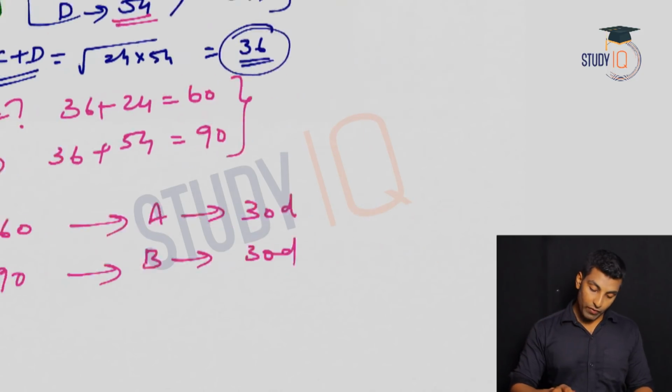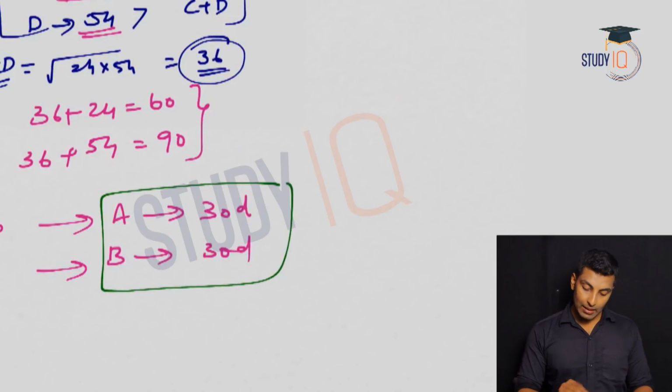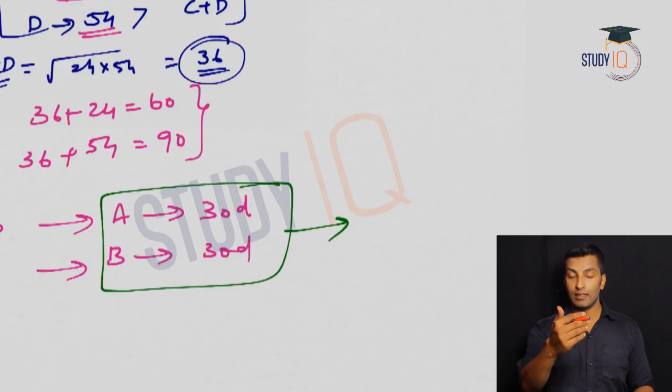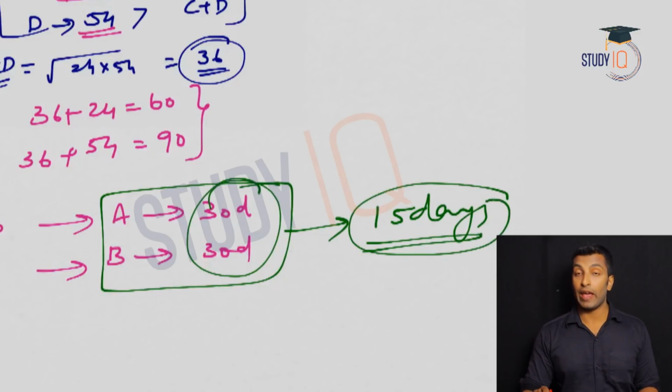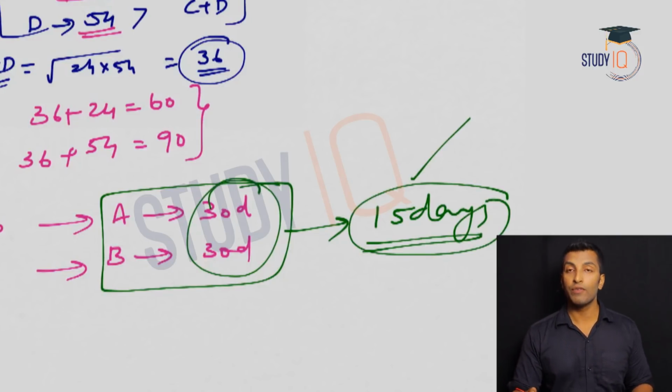So now what we understood, A takes 30 days, B takes 30 days. If both of them work together, this number of days will be reduced to half. That means 15 days. So the work will be completed if A and B work together in 15 days. I hope this is clear for you.